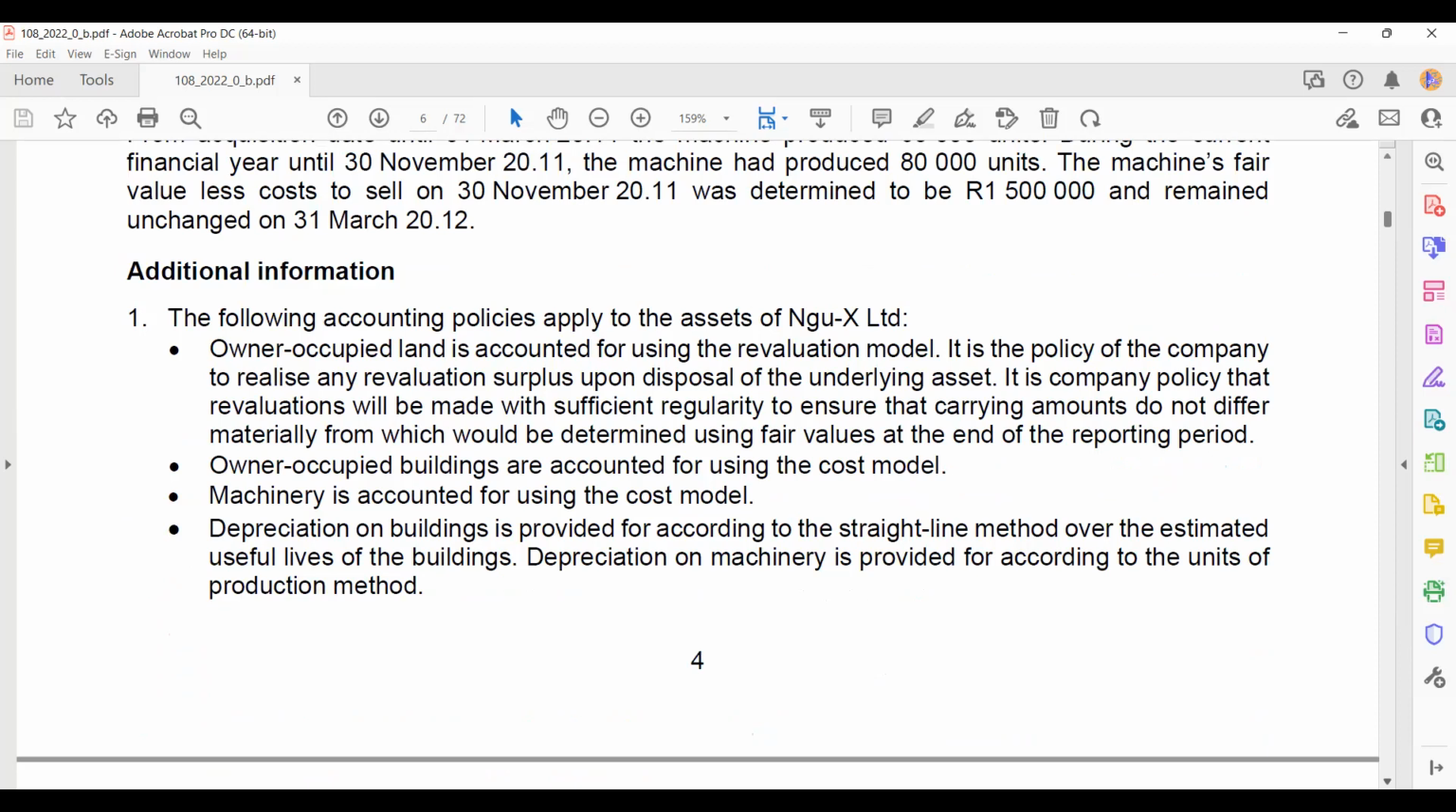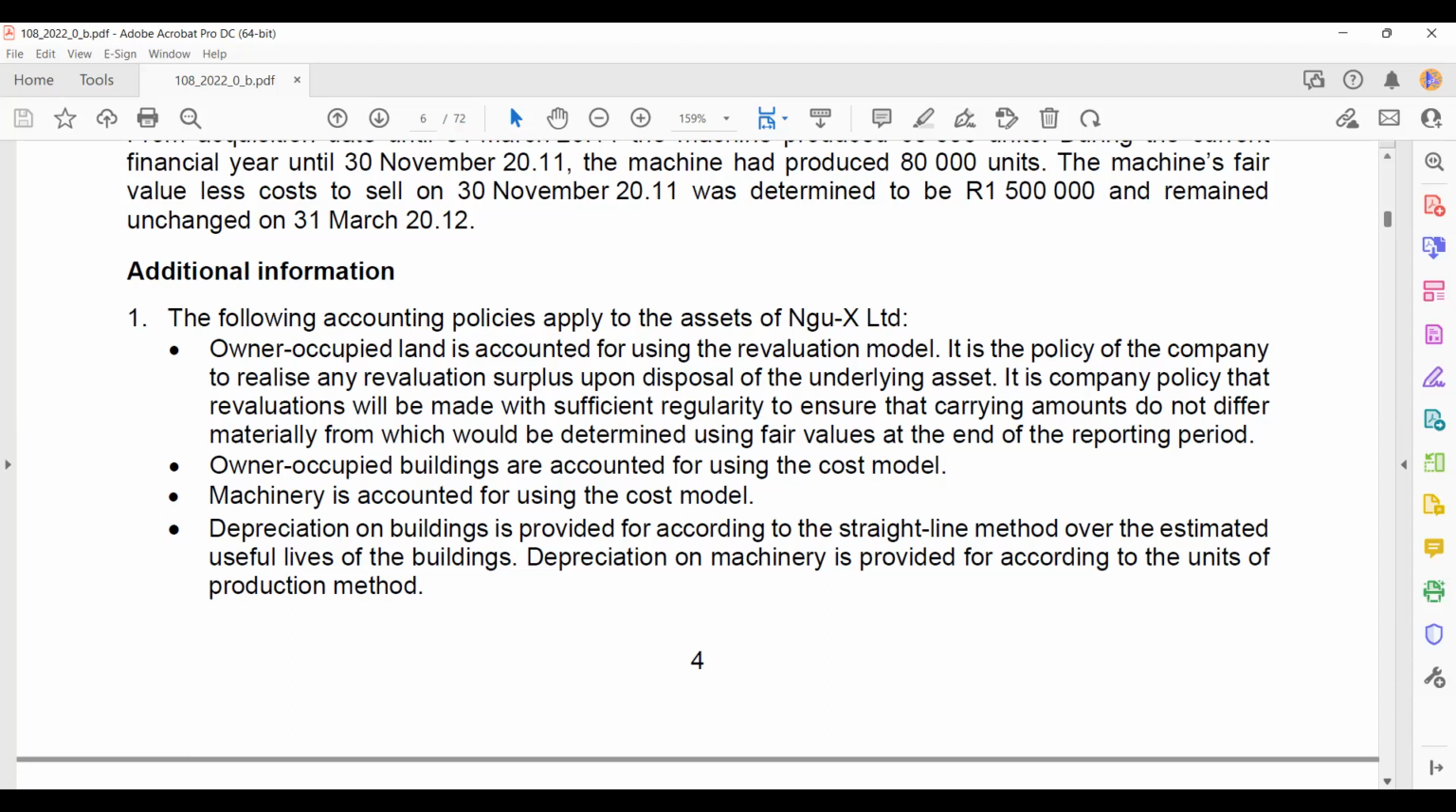Owner-occupied land is accounted for using the revaluation model. It is the policy of the company to realize any revaluation surplus upon disposal of the underlying asset. It is company policy that the revaluations will be made with sufficient regularity to ensure that the carrying amount does not differ materially from what would be determined using fair values at the end of the reporting period.